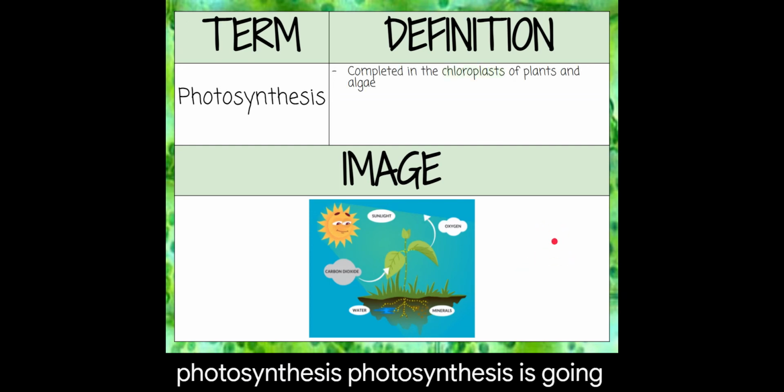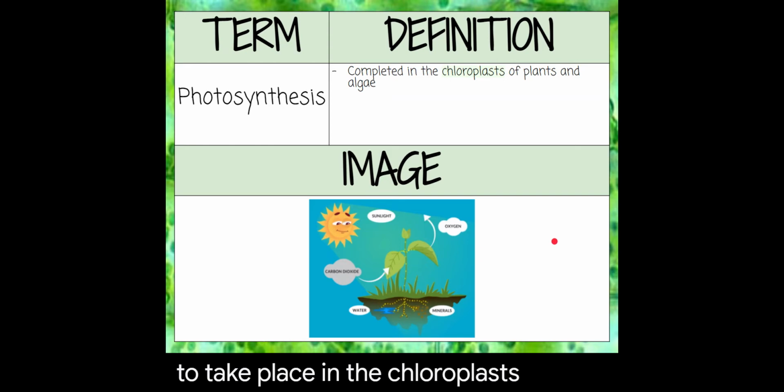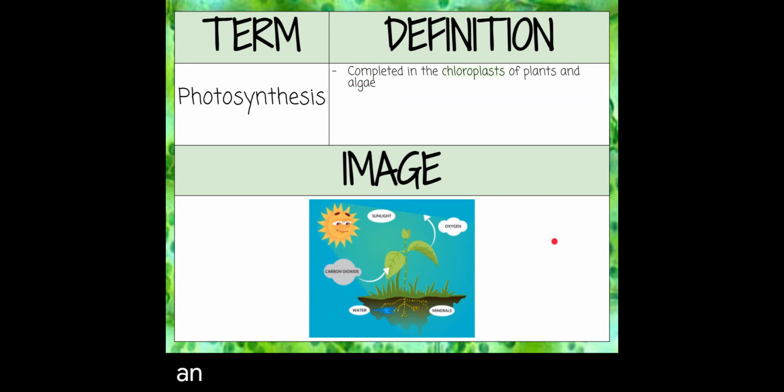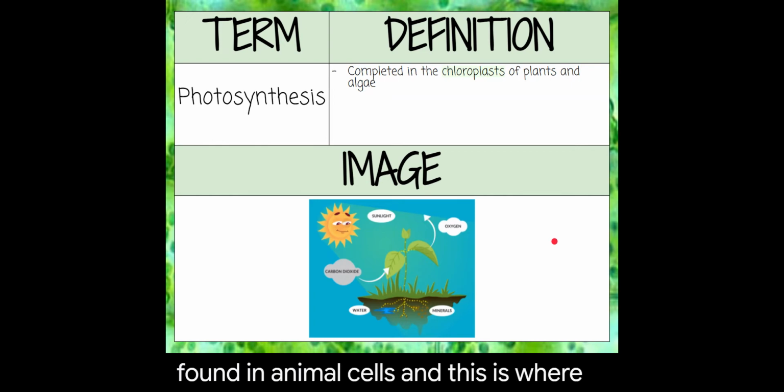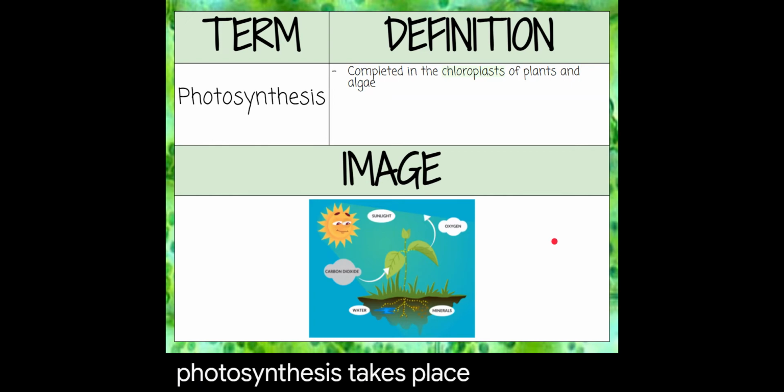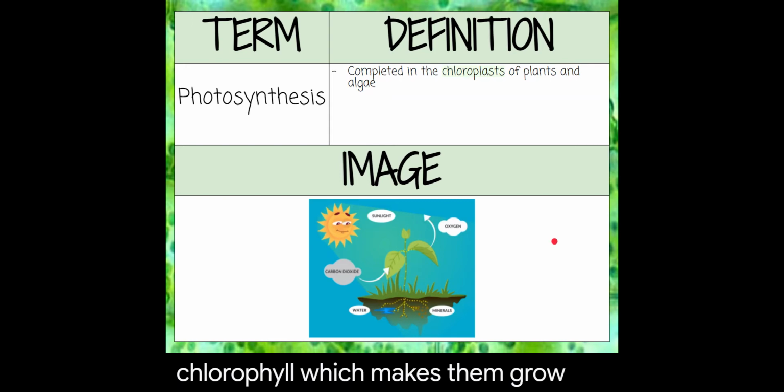Photosynthesis is going to take place in the chloroplasts of plants. Chloroplasts, if we remember, are an organelle that are only found in plants and other autotrophs. So chloroplasts would not be something found in animal cells. And this is where photosynthesis takes place. That's why plants are green. Those chloroplasts have a substance inside of them called chlorophyll, which makes them green in color.